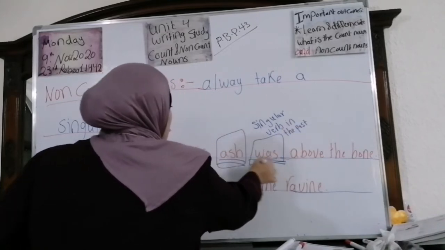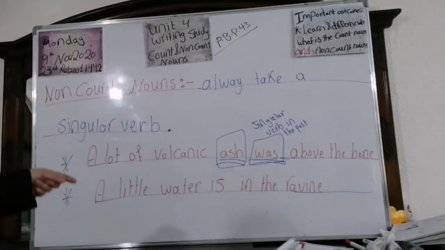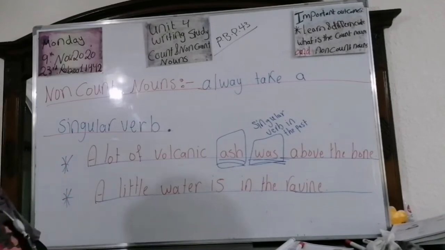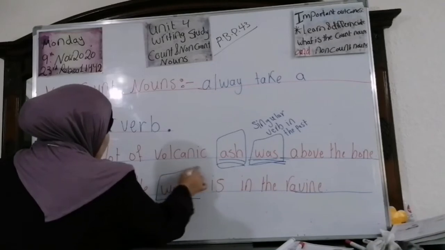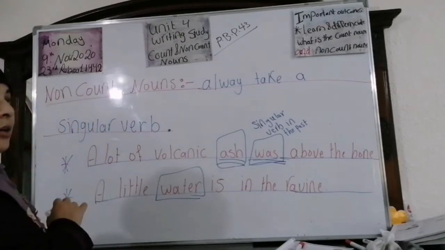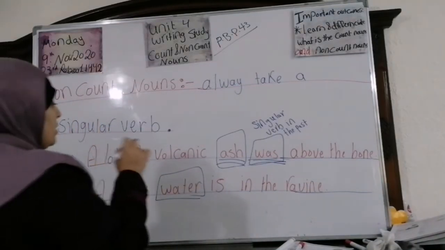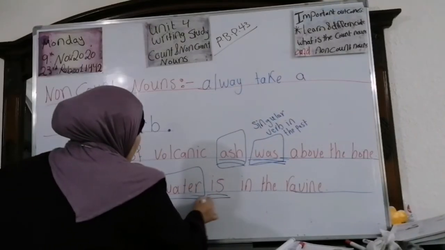In the past. This was in the past. Now look here. A little water is in the ravine. A little water. We said water. It's a noun, but it's non-count. We can't count it. So we put the singular verb is.